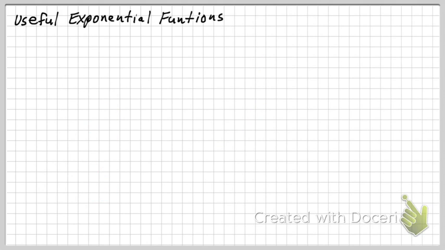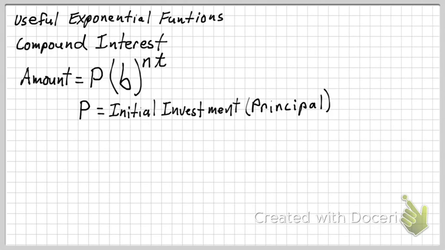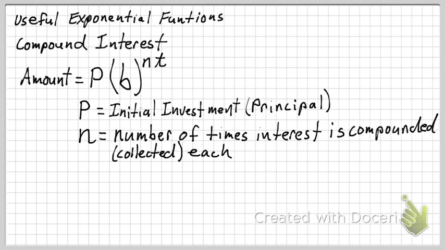Then we went on and we have some useful exponential functions. What are exponential functions used for? Well, one of them is what we call our compound interest equation. And this is really just sort of a plug and chug, okay? Principal times our base times n times t. And these are what all of these little things mean.